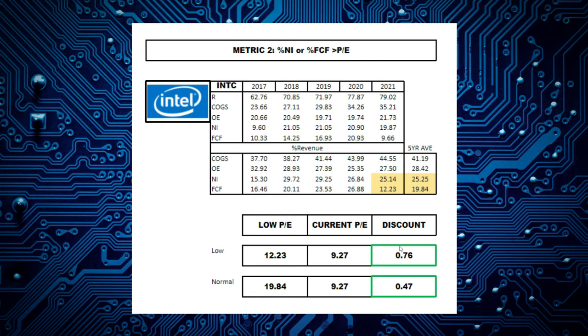But remember that 12.23 FCF in 2021 is skewed because they're spending a lot for their fabs. But if we take the normal 20% and divide that by 9.27, we'd get 0.47, which is essentially telling us that we're paying $1 for 50 cents. Pretty good discount if you ask me.